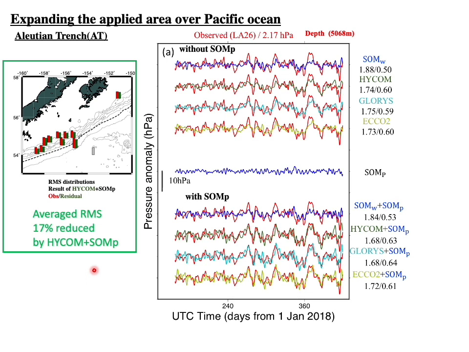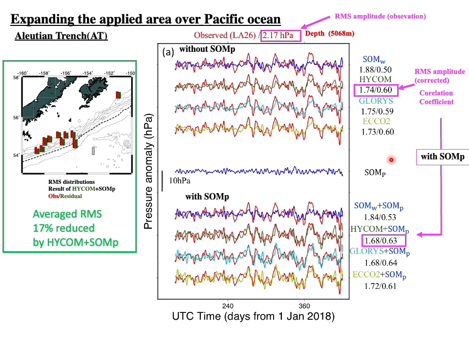And the right figure shows the LA26 result, and the RMS amplitude is here before model correction, and each model's results are there. In the high resolution case, the left is the RMS amplitude and the right is the correlation coefficient without SOMP. And with SOMP, the result is here. We analyzed all data in the same manner and united the results as a bar figure. It shows the RMS amplitude of each region in the next slide.